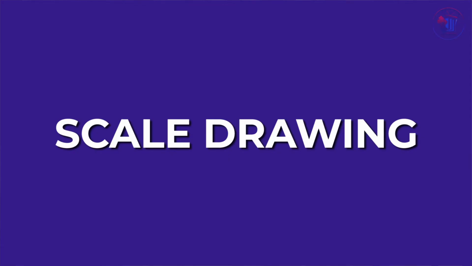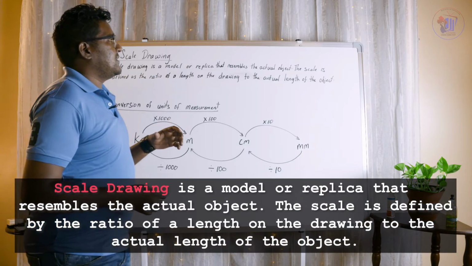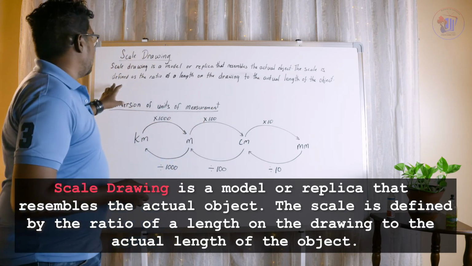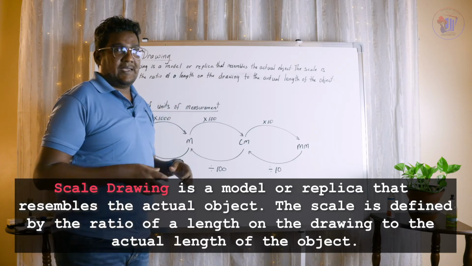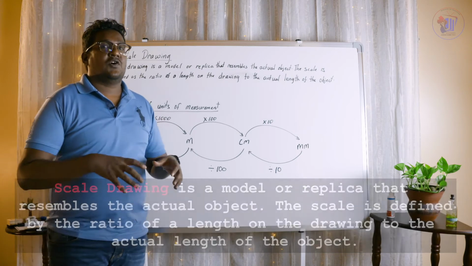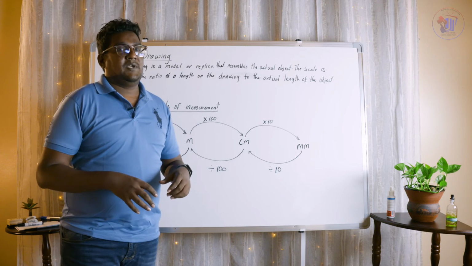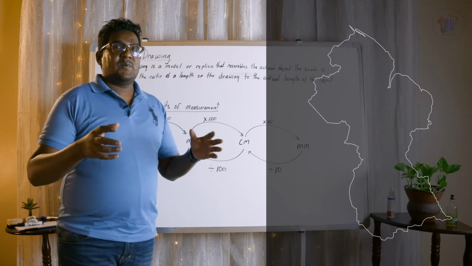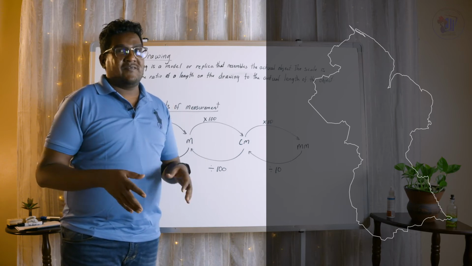We're now going to look at scale drawing. So the definition: scale drawing is a model or replica that resembles the actual object, and the scale is defined as the ratio of a length on the drawing to the actual length of the object. Now, there are certain things that we cannot draw on paper. The actual size of the object we cannot put on a paper. So let's say the map of Guyana. We know that we cannot take pages and draw the actual size of Guyana.